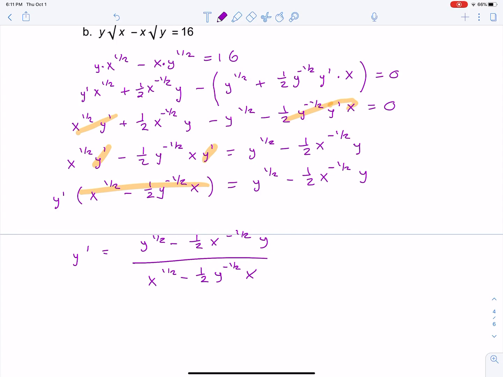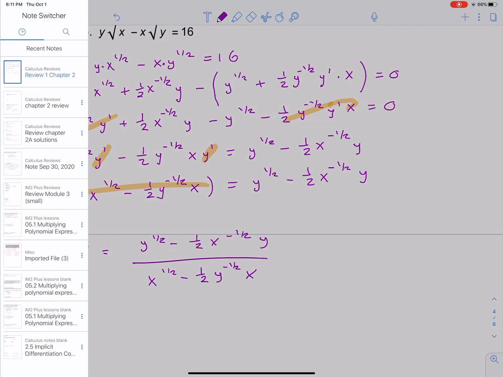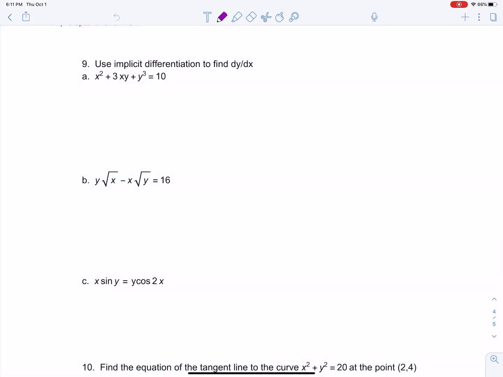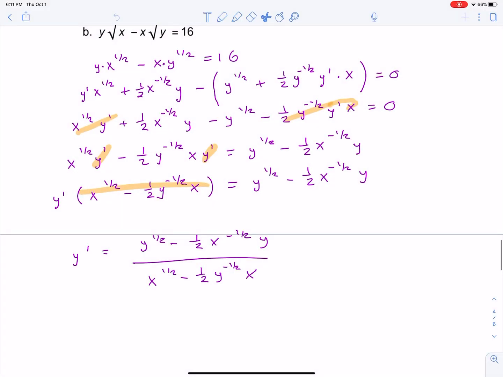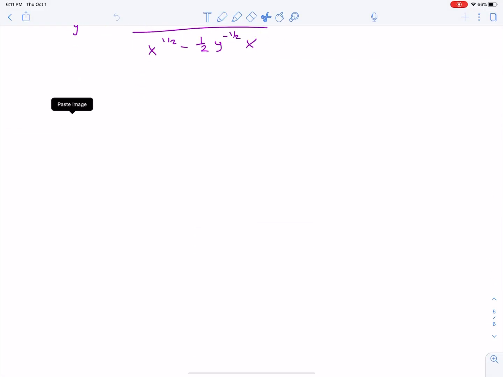So let's do one more. Sure. What do we got here? With trig, right? I think this one may be even easier. I shouldn't say easier. That was a hard one. But I feel like this one will be a little bit easier than the other one. I could be wrong, though.